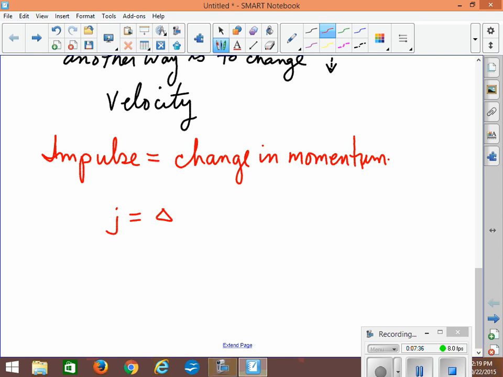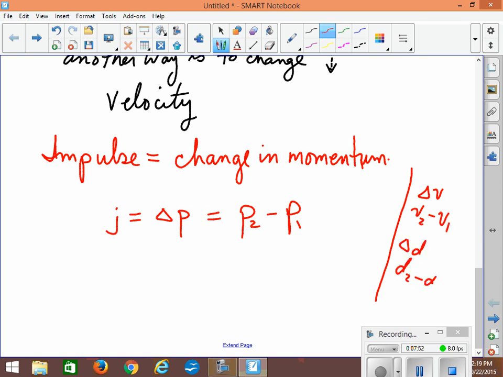And it is equal to the change in momentum, which could be thought of as P2 minus P1. Just like we did, you may recall, the change in velocity, V2 minus V1. Change in displacement, D2 minus D1. The change in anything is the difference between the initial and final situations. Now, we never gave V2 minus V1 a special name when we learned about it. Neither did we give this a name. We just called it the change in velocity. But the change in momentum does get its own special name, and it's called impulse.